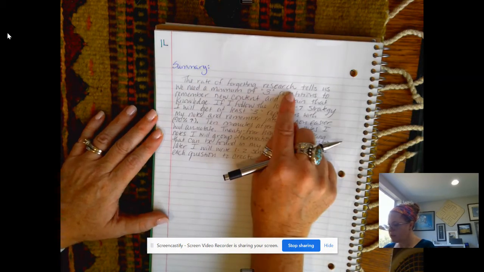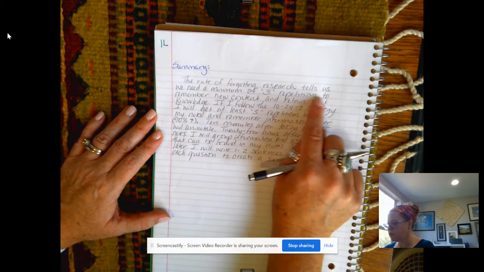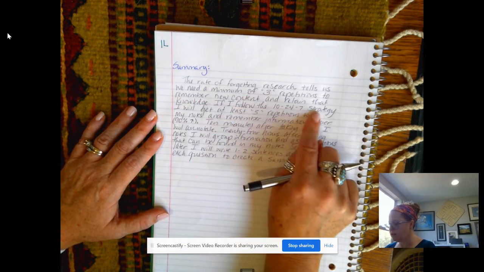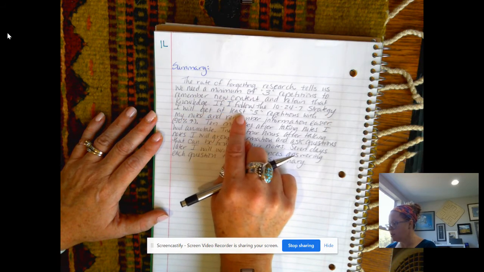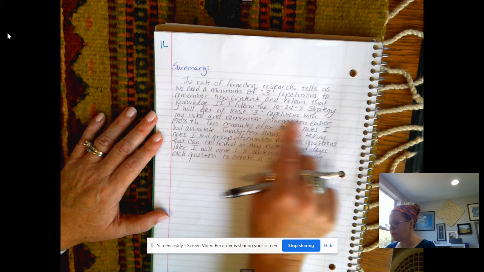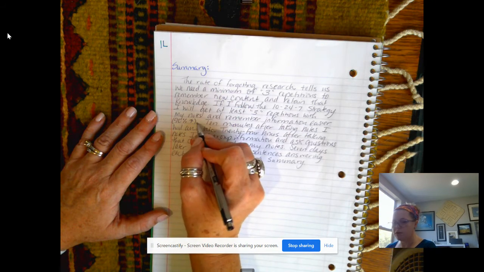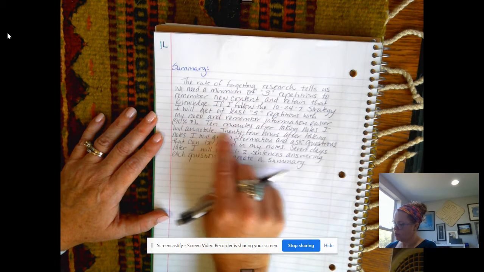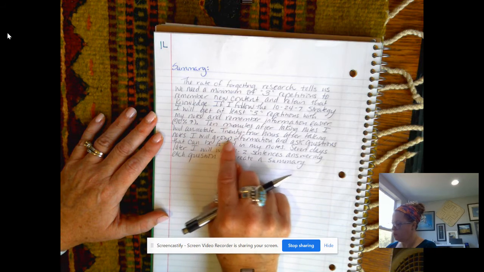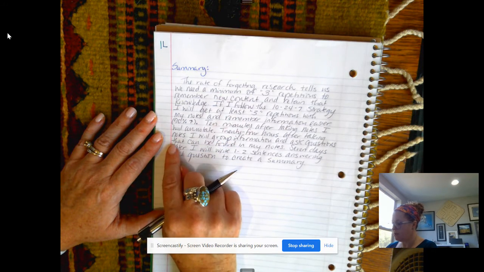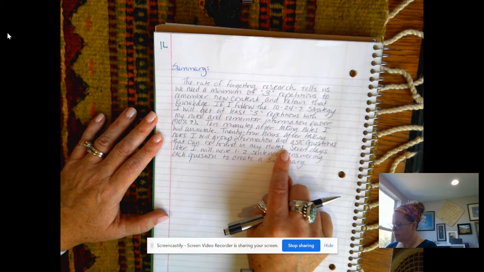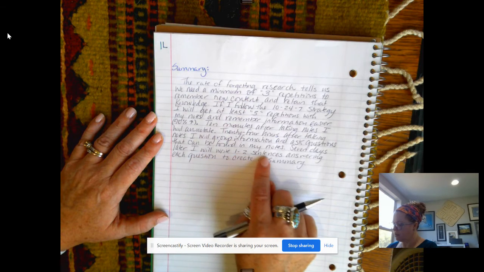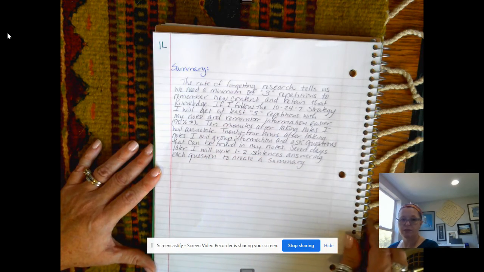The rate of forgetting research tells us we need a minimum of 3 repetitions to remember new content and retain that knowledge. If I follow the 10-24-7 strategy, I will get at least 3 repetitions with my notes and remember information easier, 90% or more. 10 minutes after taking notes, I will annotate. 24 hours after taking notes, I will group information and ask questions that can be found in my notes. 7 days later, I will write 1 to 2 sentences answering each question to create a summary.